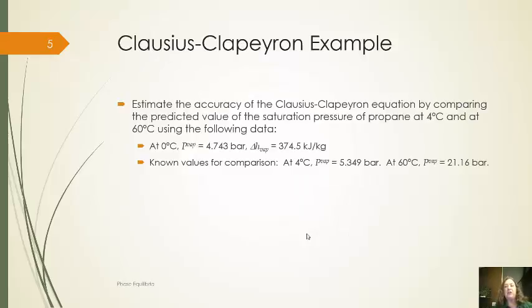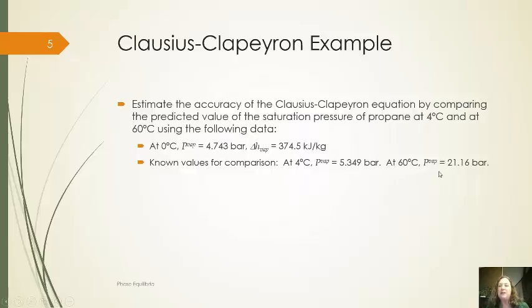So let's see how we can use the Clausius-Clapeyron equation. We want to estimate the accuracy of this by comparing a predicted value to a measured value. So in this particular case, we are going to use the fixed data point at 0 degrees C. The vapor pressure is 4.743 bars, and the heat of vaporization is 374.5 kilojoules per kilogram. And from that, let's predict the vapor pressure at 4 degrees C and at 60 degrees C.